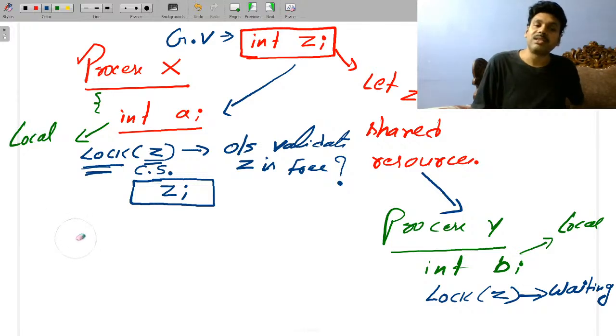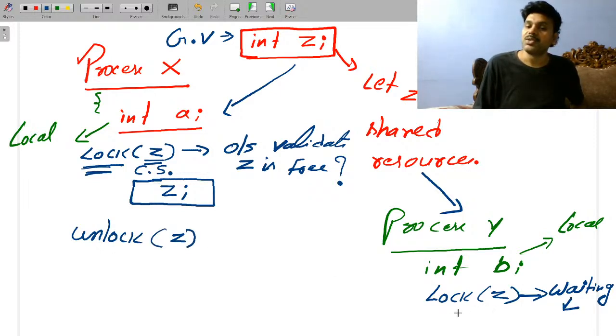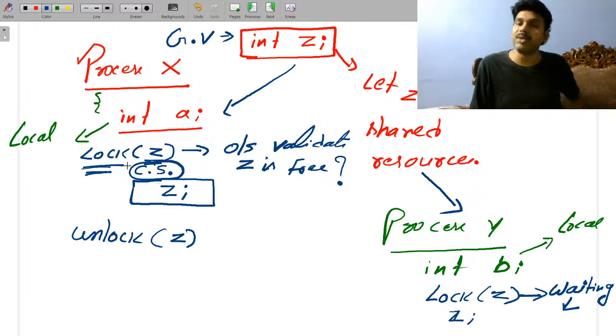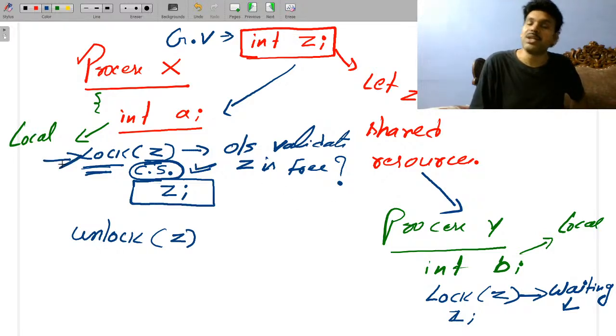For example, finally we have the unlock statement. When I say unlock on Z, this waiting is removed, so now the other process can also access Z. Accessing Z means I am accessing the critical section indirectly. Please understand, when I am able to access the shareable resources, it means that you are trying to access the critical section. And you are going to access the critical section only when you get the lock.